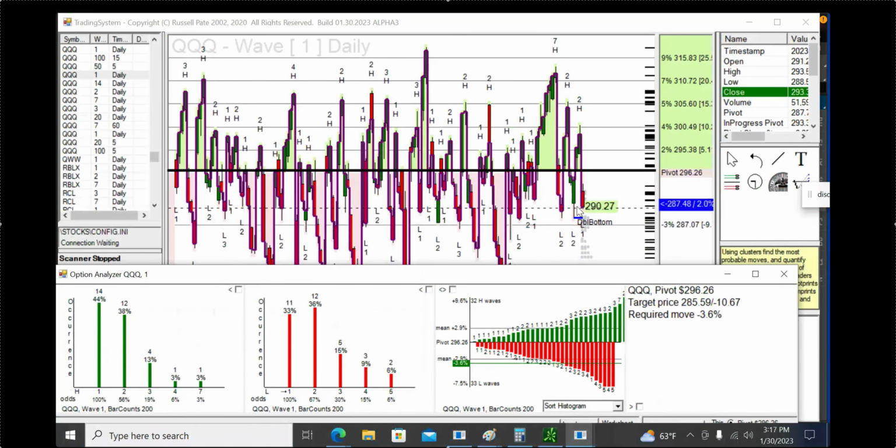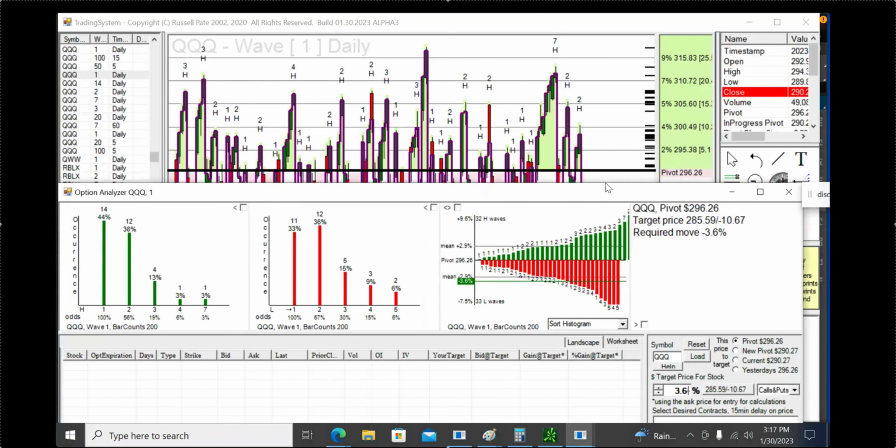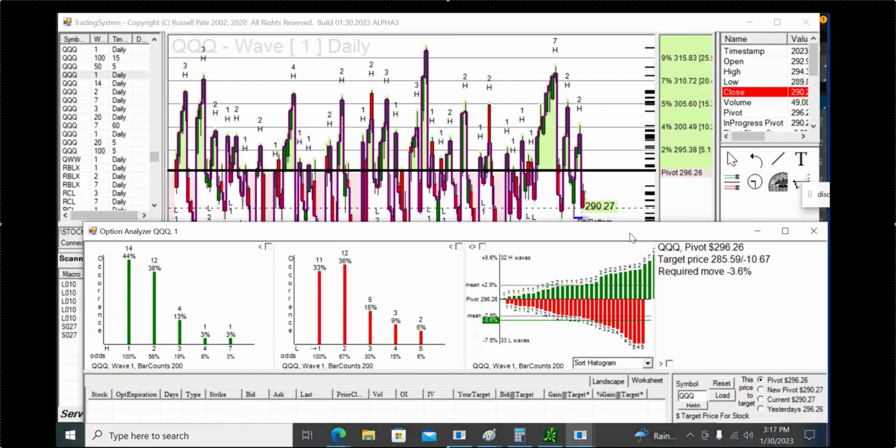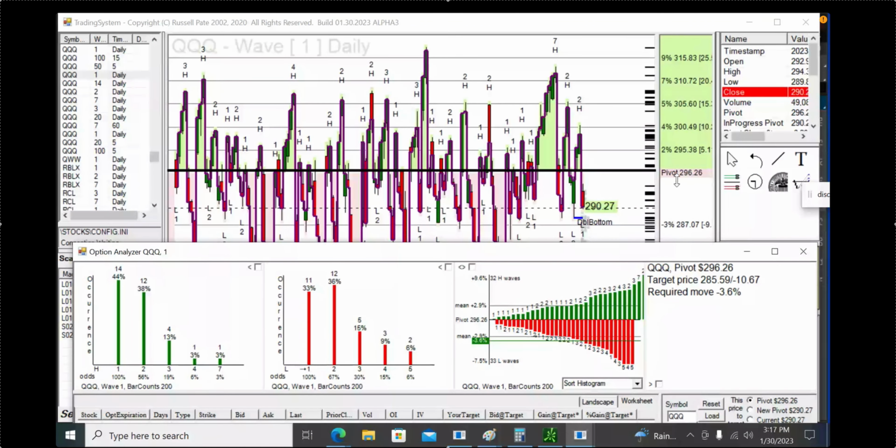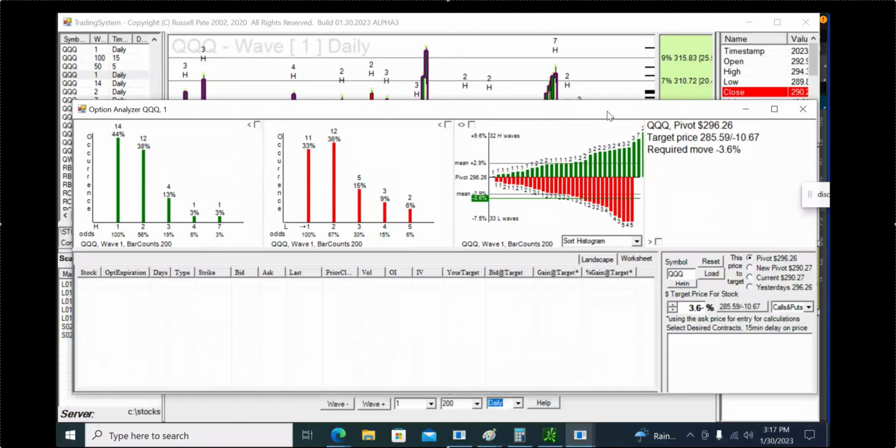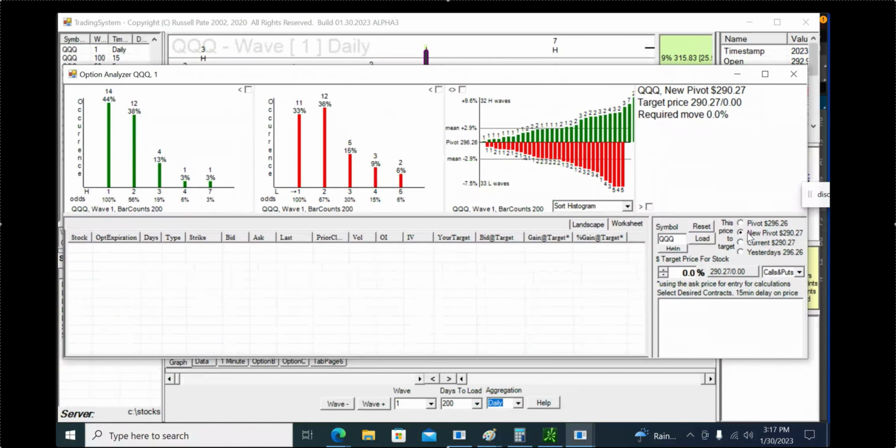This vector number, 290.27, when we establish an H1, is going to replace the pivot. So this pivot, 296.26, will become whatever that vector was. In order for us to figure out what's going on tomorrow, we're going to pretend that this becomes the pivot number. The way I do that is 290.27.